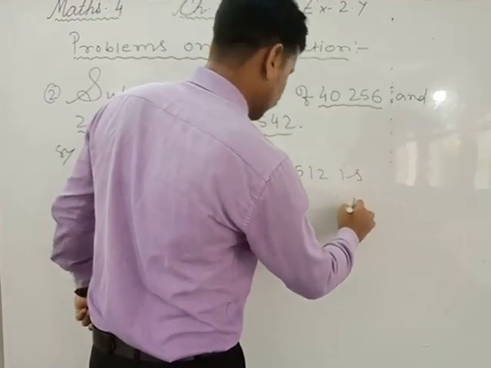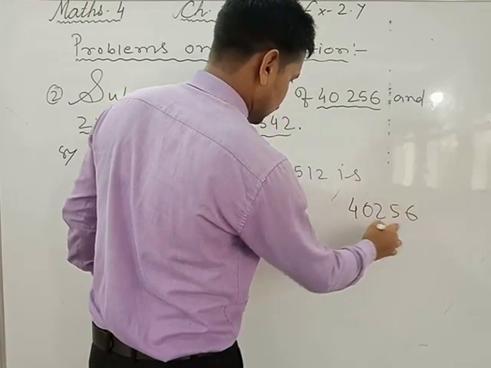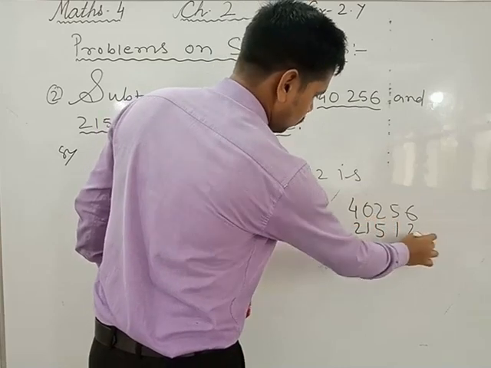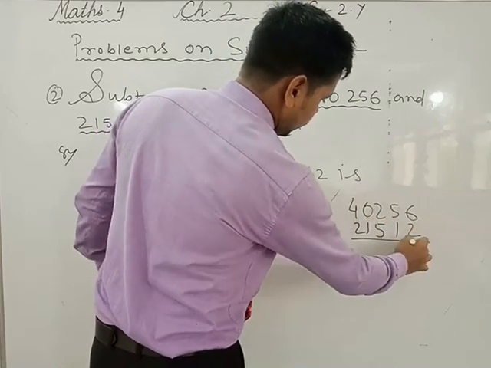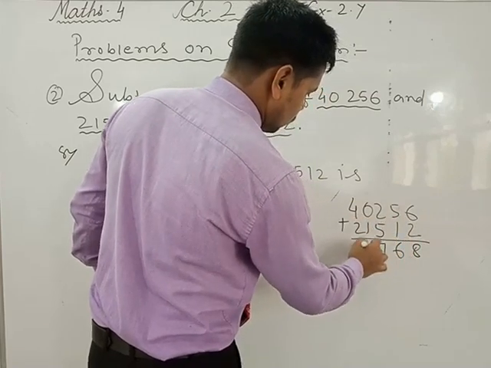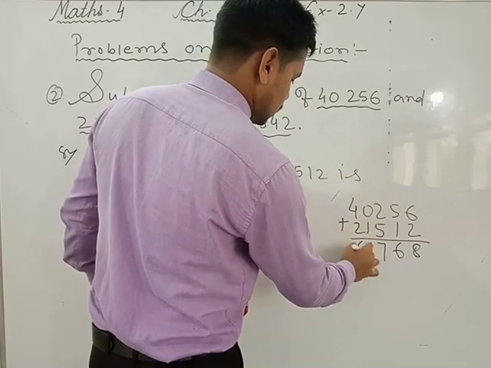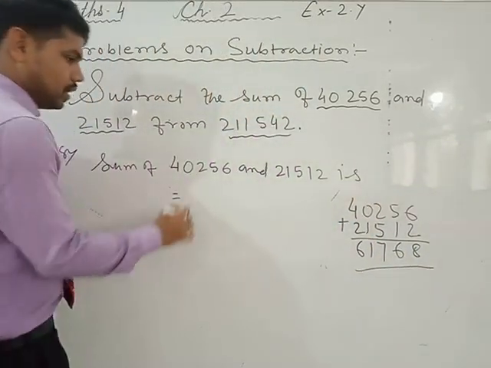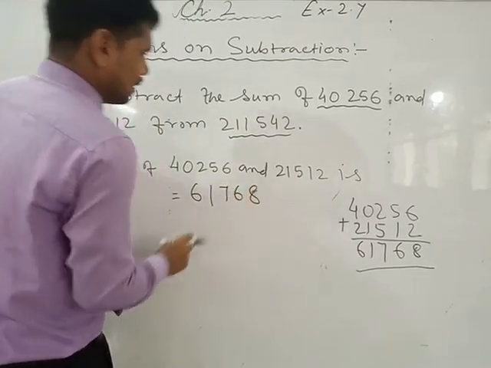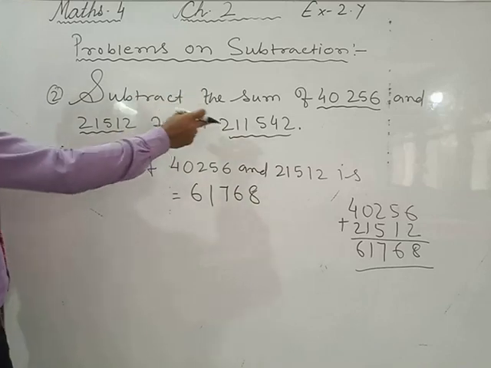Here we do 40256 and 21512. So 8, sum will be 6, 7, 1, okay, 6. This is the sum. Okay, so 6, 1, 7, 6, 8. Now from this you have to subtract the sum of this from this.